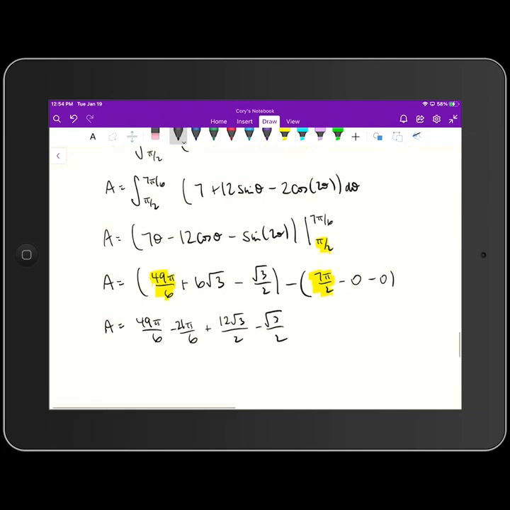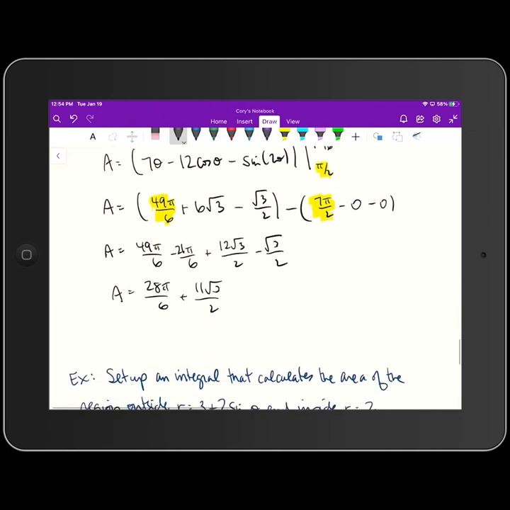So when we add and subtract the like parts, we get A here equal to 28 pi over 6 plus 11 rad 3 over 2. And 28 and 6 are both divisible by 2. So that's going to make A equal to 14 pi over 3 plus 11 rad 3 over 2. All right. So that right there is your area for that example.